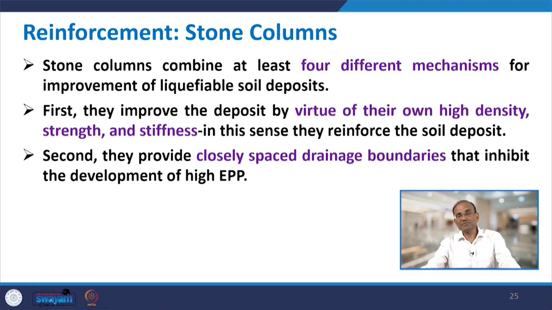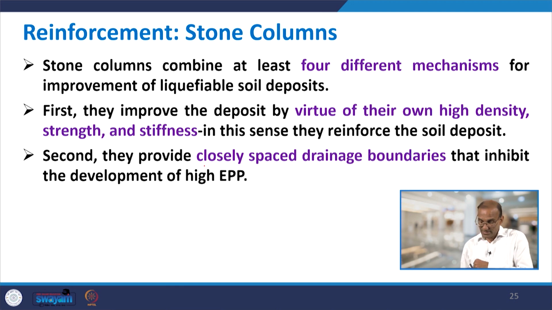So, the first mechanism by which the stone column is helping is that their strength and stiffness is better than the rest of the soil, and they have high density. So, the strength and stiffness of the soil increases. Second, they provide closely spaced drainage boundaries that inhibit the development of high excess pore pressure.